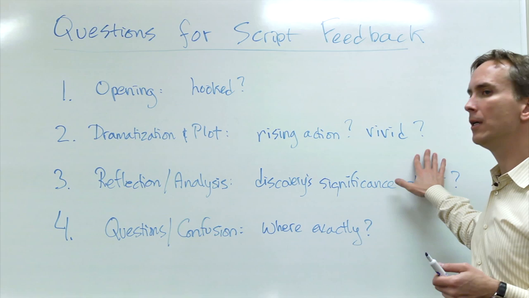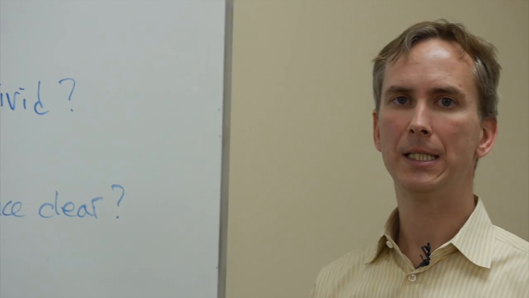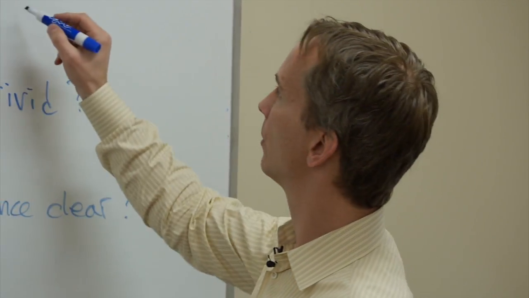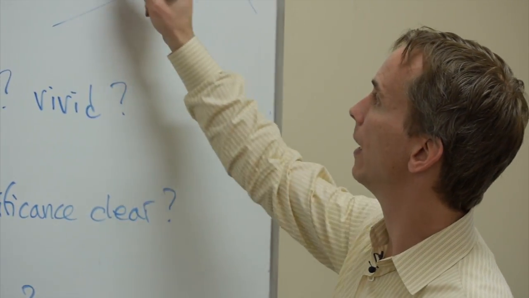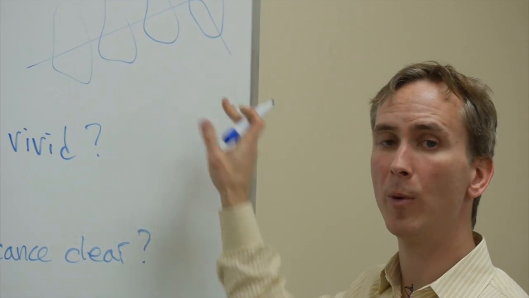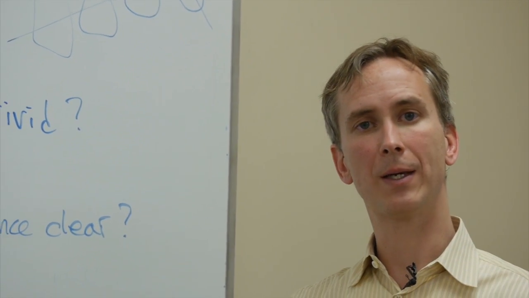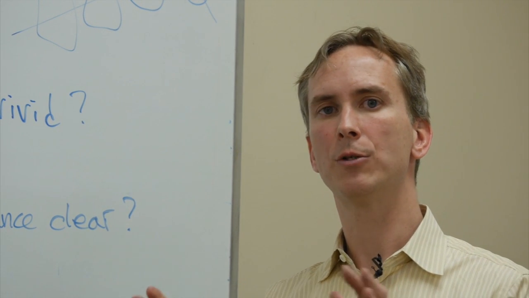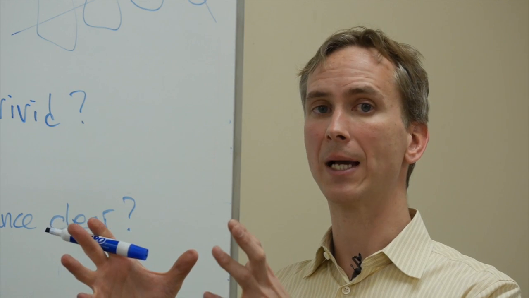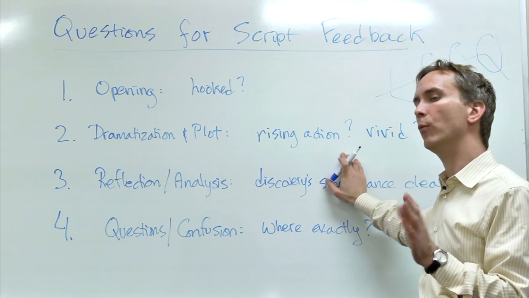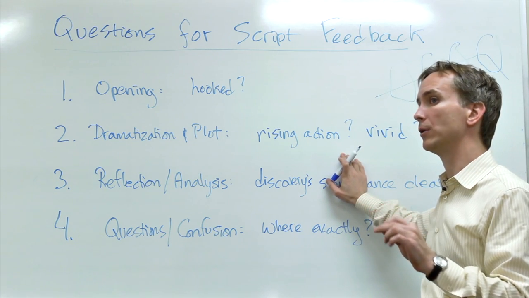Second, dramatization and plot. Is there rising action? So remember that curve that we have that goes like this, and all of the scenes. Do you have a sense of forward momentum where the main character is proceeding through a series of actions that are getting them closer and closer to the climax? So look at your partner's script and let them know where you think that forward momentum could be increased.